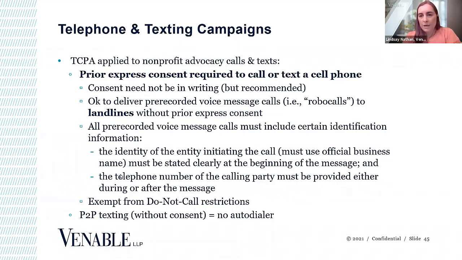The other thing that we want to talk about a little bit, and I'll get into some new developments here, is peer-to-peer texting. You don't necessarily need consent to do a peer-to-peer texting campaign. That's generally thought of as one human using some sort of software platform to send an individual text message to another human on their cell phone. As long as you're not using an auto dialer, you do not need consent, as we identified above in the TCPA section.